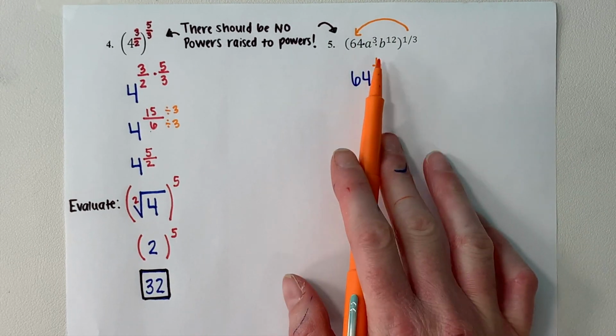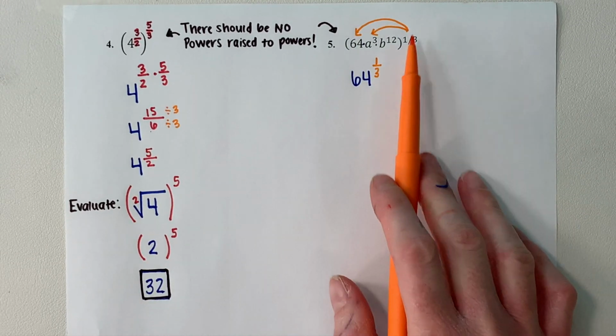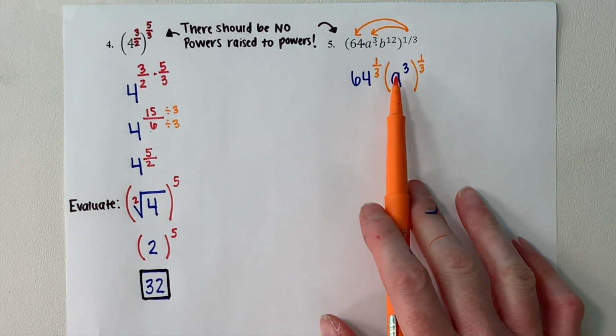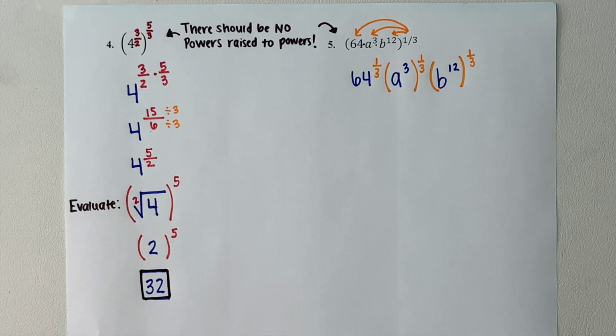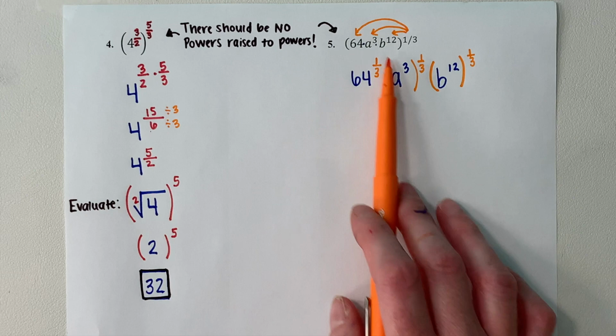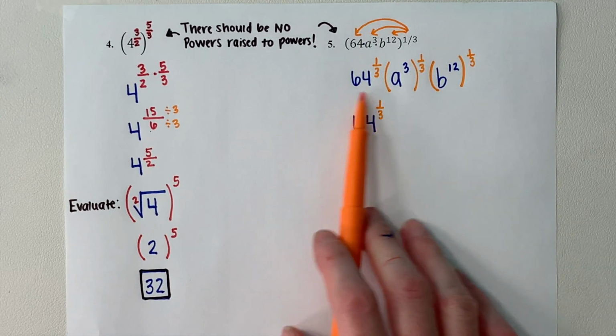Let's start by applying the 1/3 to the 64. That'll leave us with 64 to the 1/3. Then let's apply the 1/3 to the a cubed, which leaves us with a cubed to the 1/3. And then we'll apply the 1/3 to the b to the 12th, which will leave us with b to the 12th to the 1/3. Now I'm going to come back to this expression in just a minute, so I'm going to leave it as is for now.